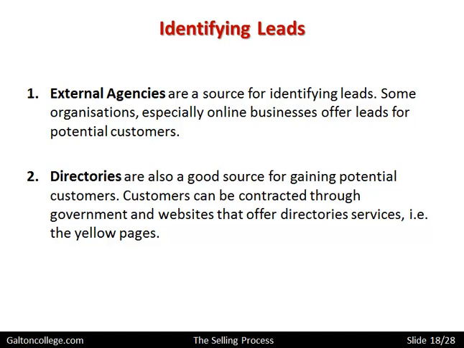Directories are also a good source of gaining potential customers. Customers can be contacted through government and websites that offer directory services. For example, the Yellow Pages. That's a good way of finding customers. To classify the business or the products into certain categories makes it easy for the customers to search the product, and customers like to find the search process easy and efficient and fast. So that's portraying the business in a positive light. It's helping the customers make a decision and find information.